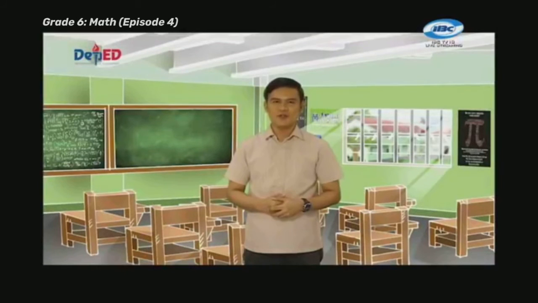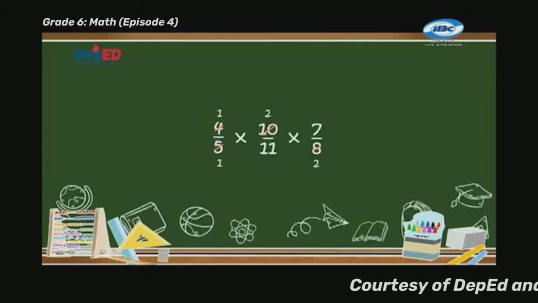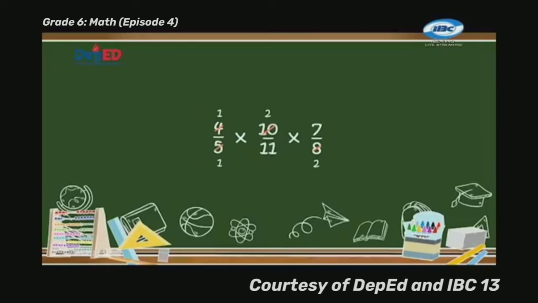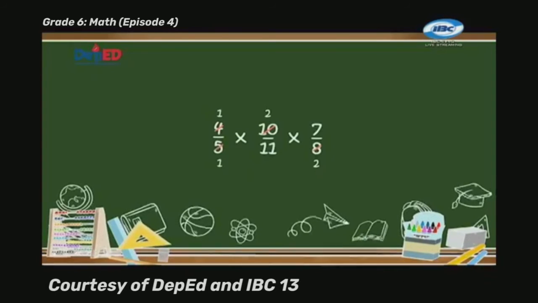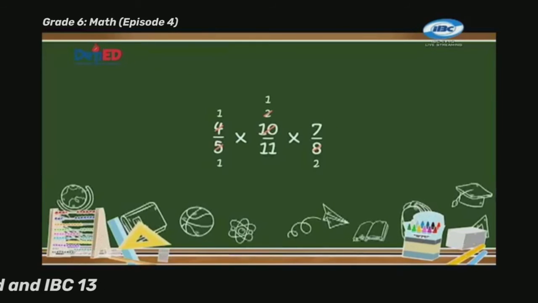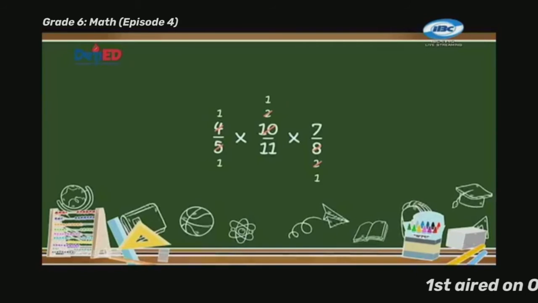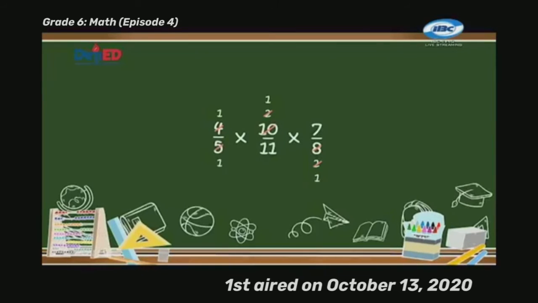Now, look at the numbers. Do we still have a pair that can be cancelled or reduced? Yes. As you can see, we have a pair of 2's. Obviously, they have a GCF of 2. 2 divided by 2 becomes 1. Now, do we have any more pairs with a GCF? None. Then, multiply the numerators. 1 times 1 times 7 equals 7. Also, multiply the denominators. 1 times 11 times 1 equals 11.